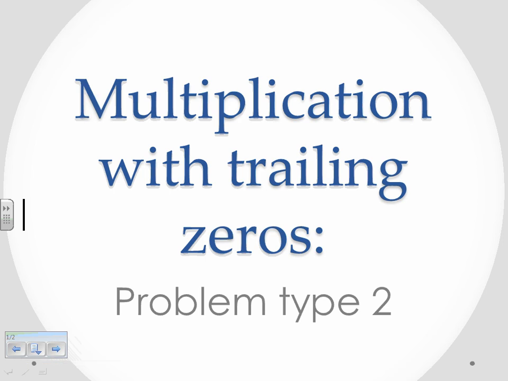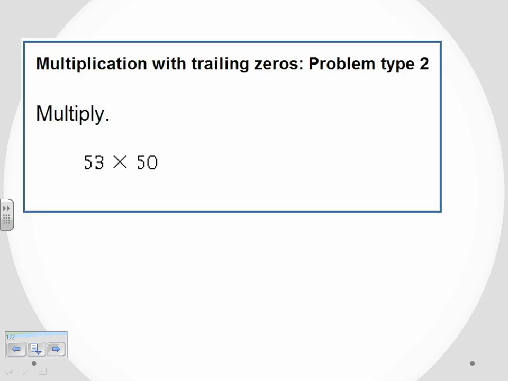All right, we're now looking at multiplication with trailing zeros, the second problem type. So a little different than the first. This time I have two digits times two digits. 53 times 50. I do have that trailing zero in the 50. So again, this is written horizontally, and that's not the way that we want to do the calculations. So we're going to rewrite it vertically.